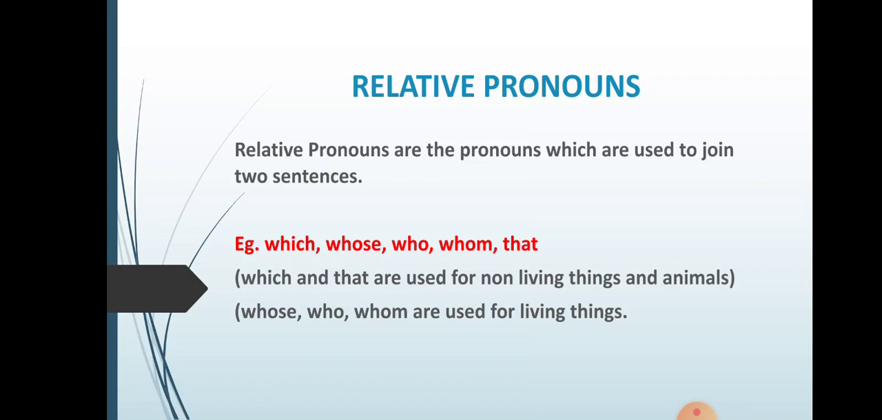Relative pronouns are the pronouns which are used to join two sentences. Those words which work as a pronoun and are used to join two sentences are called relative pronouns. For example, which, whose, who, whom, and that. These words are used as relative pronouns. Now, which and that are used for non living things and animals, whereas whose, who, whom are used for living things.